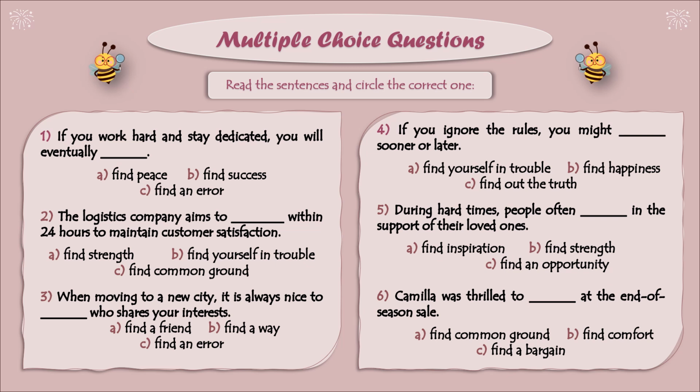5. During hard times, people often blank in the support of their loved ones. A. Find inspiration. B. Find strength. C. Find an opportunity. 6. Camilla was thrilled to blank at the end of season sale. A. Find common ground. B. Find comfort. C. Find a bargain.